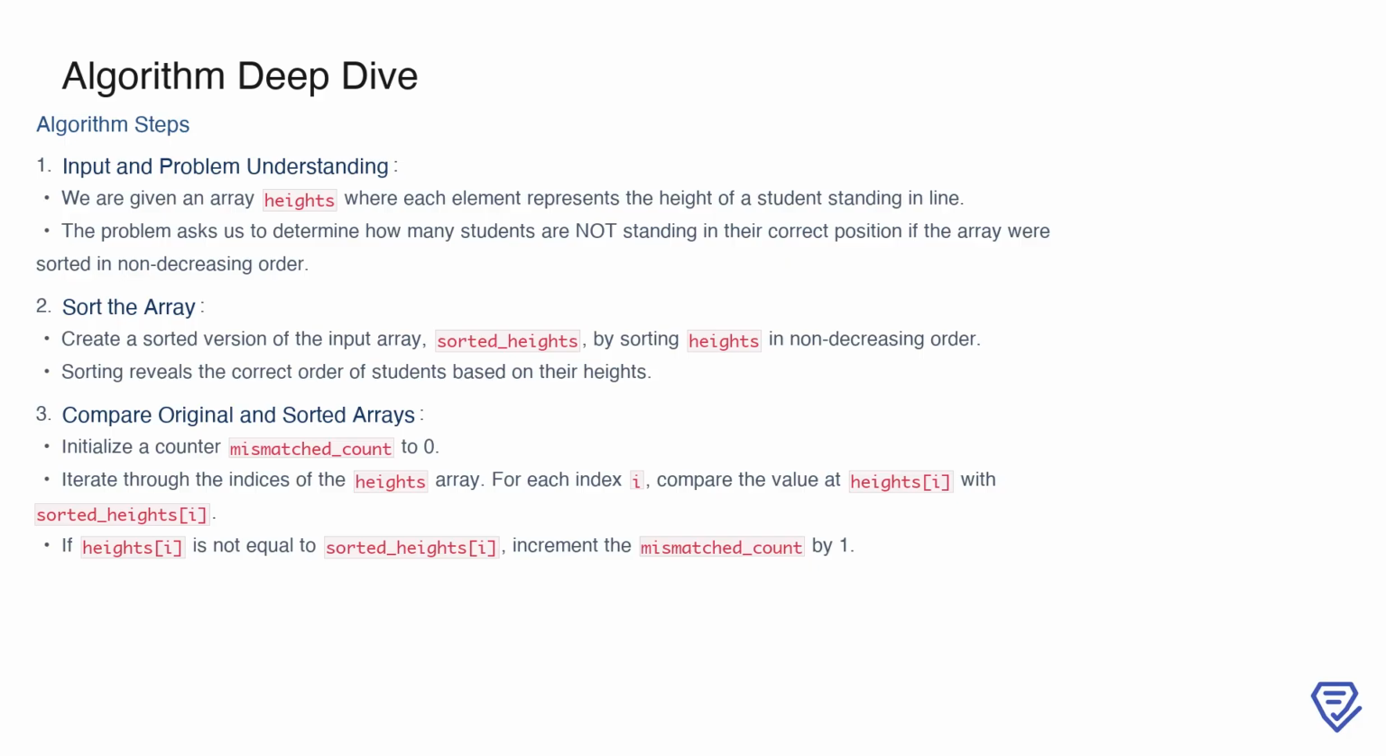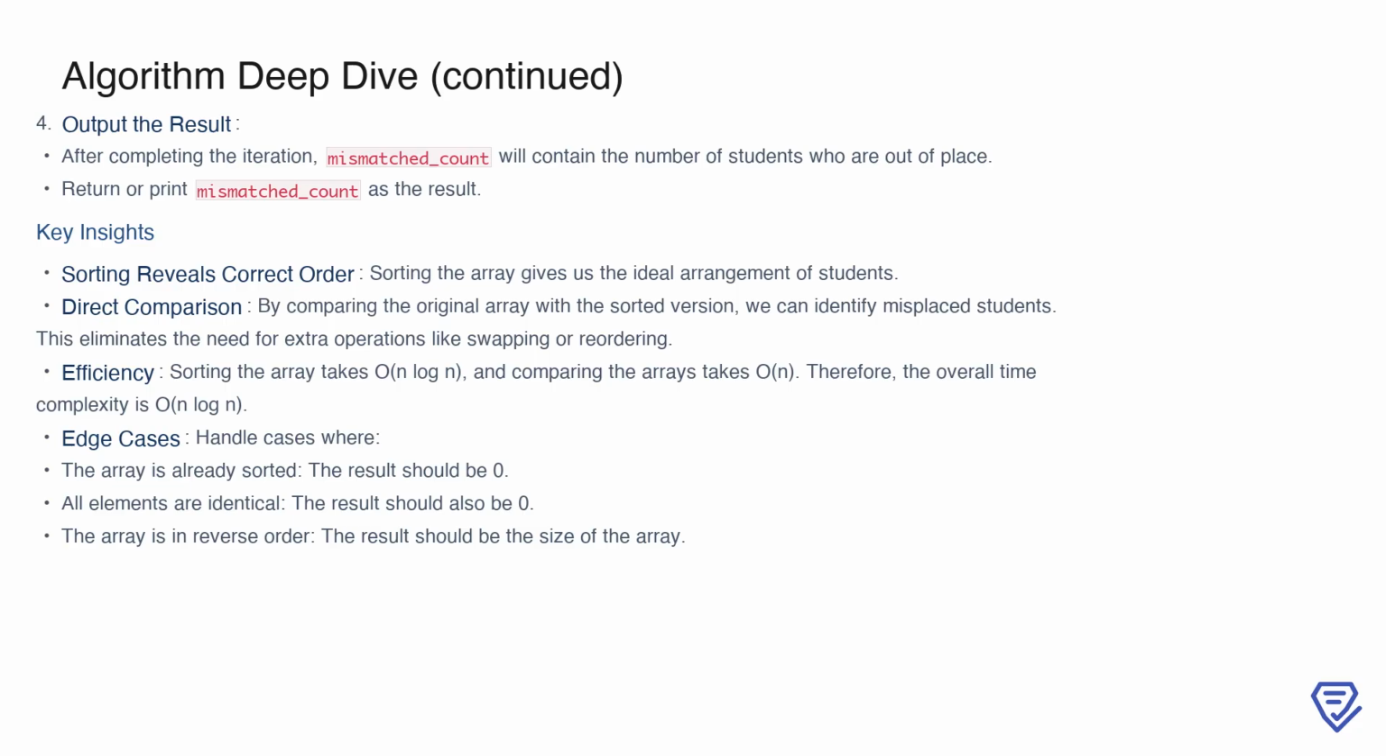This process ensures we identify every mismatch between the current arrangement and the ideal sorted order. Once the comparison is complete, the value stored in mismatched_count will represent the number of students who are out of their correct positions. This value is then returned or printed as the result.